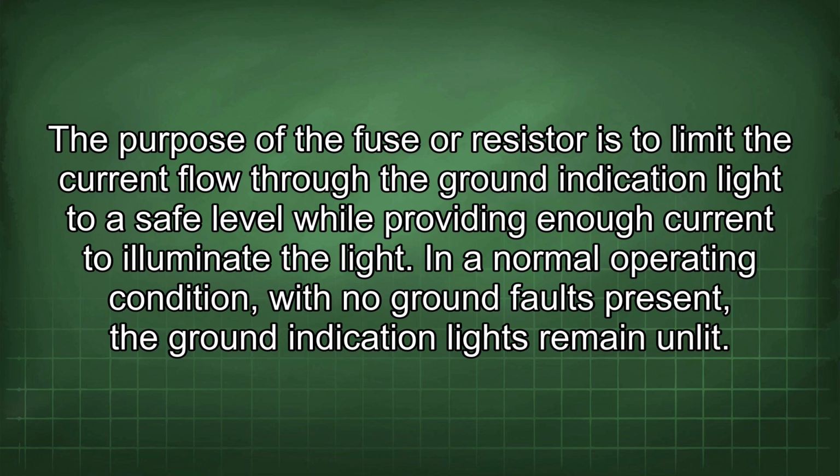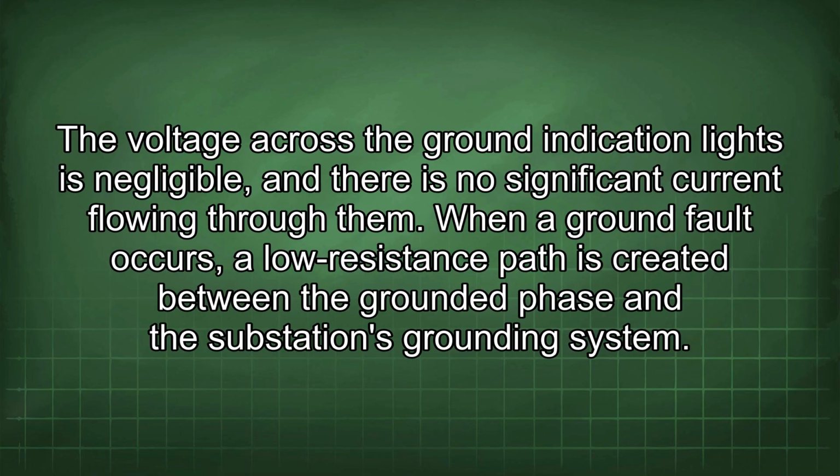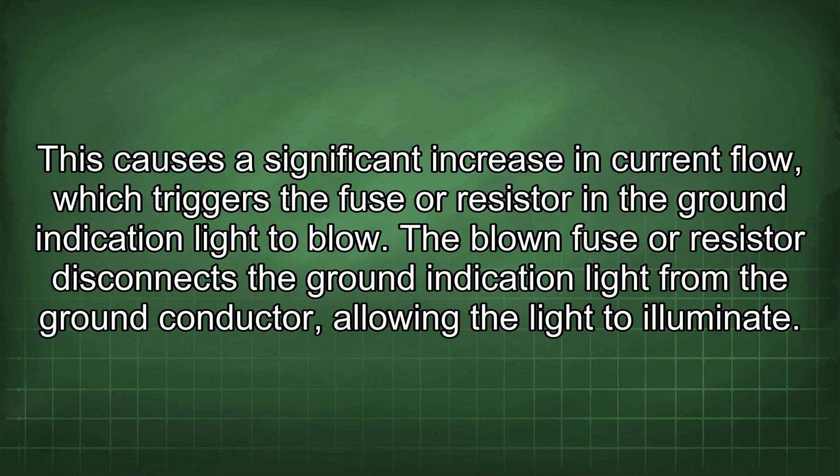In a normal operating condition, with no ground faults present, the ground indication lights remain unlit. The voltage across the ground indication lights is negligible, and there is no significant current flowing through them. When a ground fault occurs, a low resistance path is created between the grounded phase and the substation's grounding system. This causes a significant increase in current flow, which triggers the fuse or resistor in the ground indication light to blow. The blown fuse or resistor disconnects the ground indication light from the ground conductor, allowing the light to illuminate.